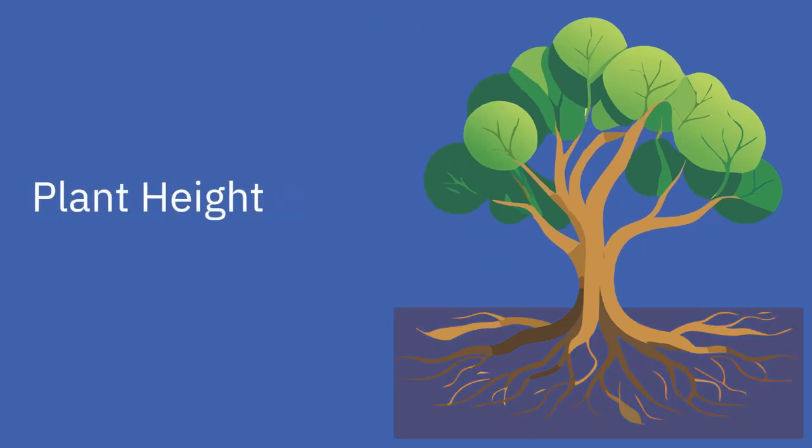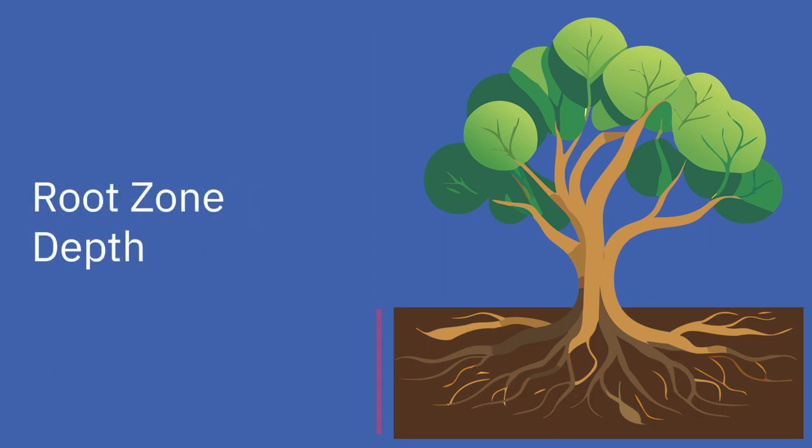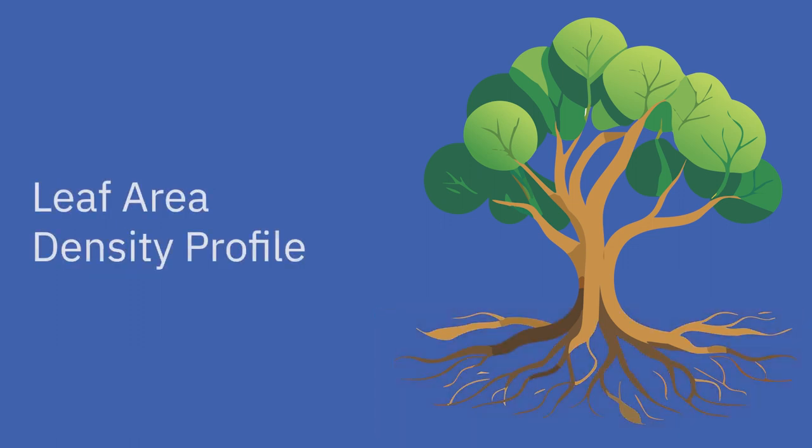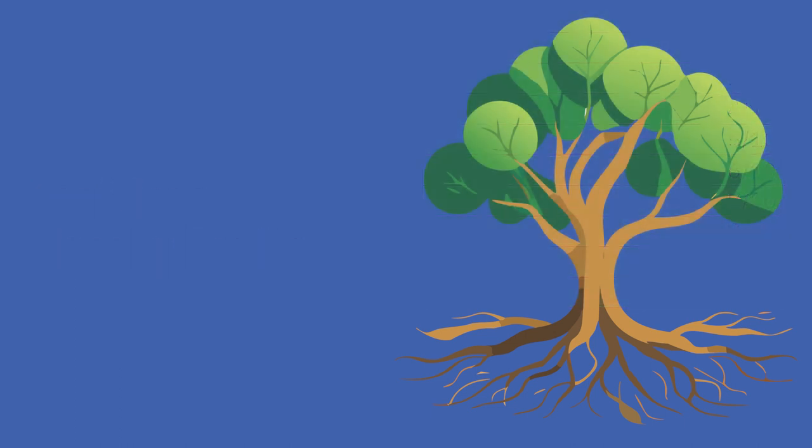Plant height refers to how high in meters the height of the plant is. Root zone depth refers to the depth in meters that the plant's root system reaches. Leaf area density profile, or LAD profile, refers to how much one-sided leaf surface area in square meters exists within 1 cubic meter of air volume. The information is taken in 10 equal vertical parts or slices between the height of the plant and the ground surface. This layered approach allows for a very accurate LAD profile throughout the entire structure of the plant.